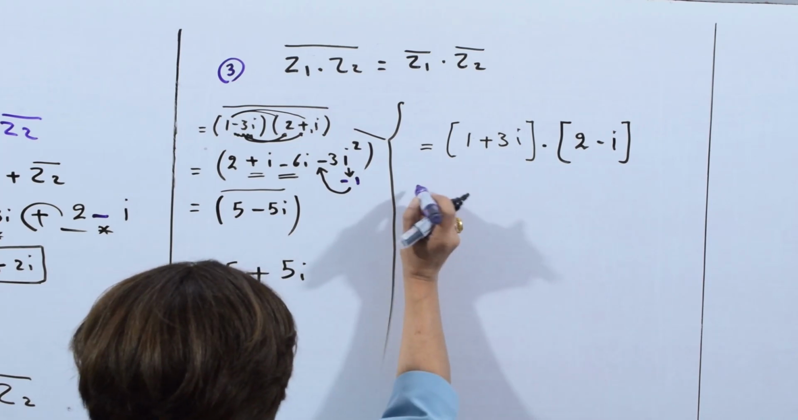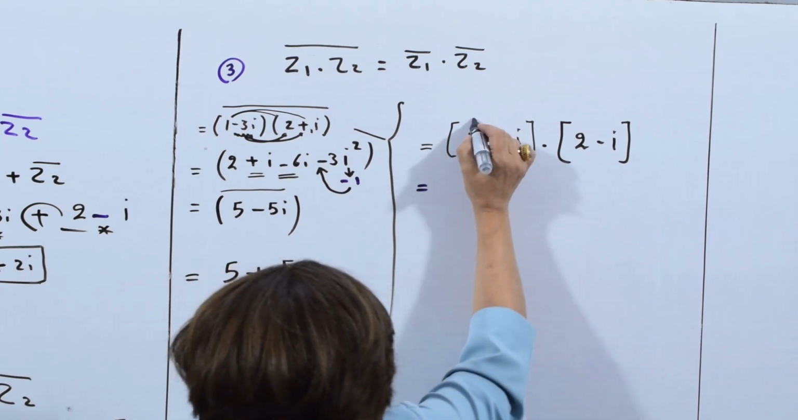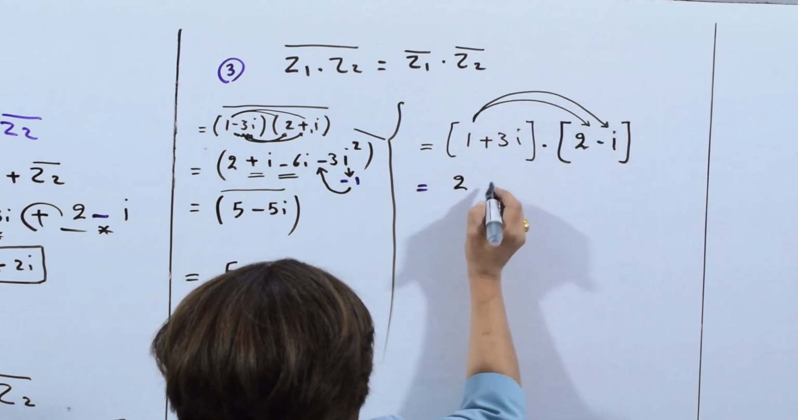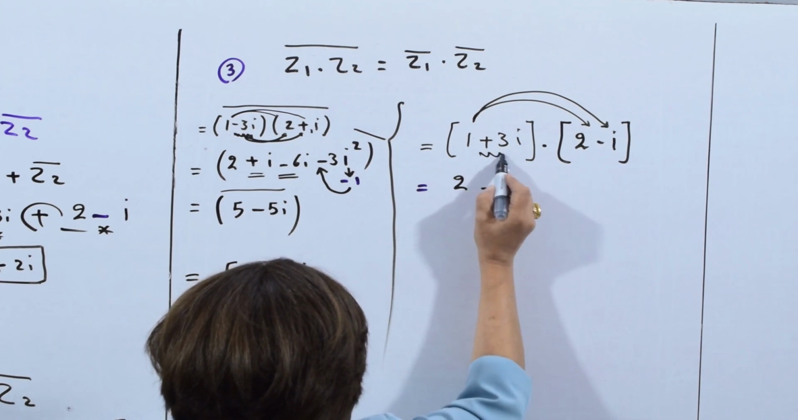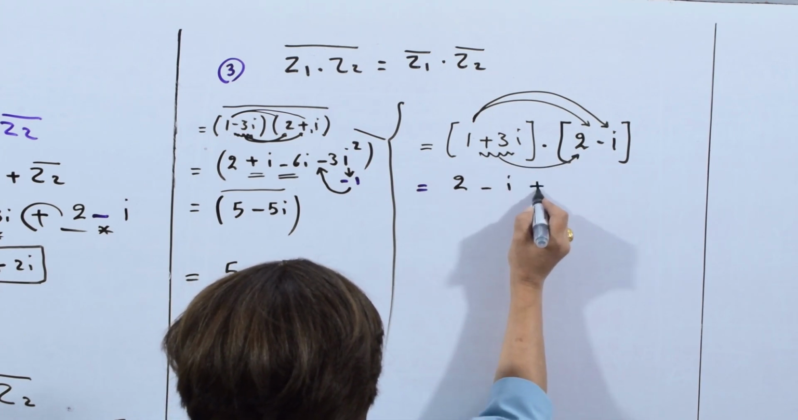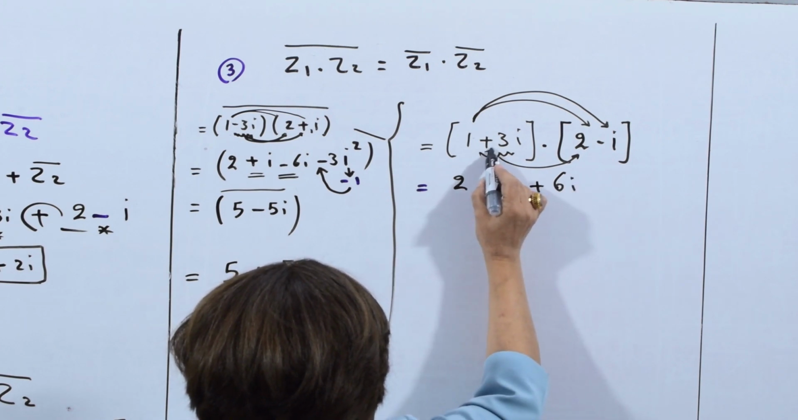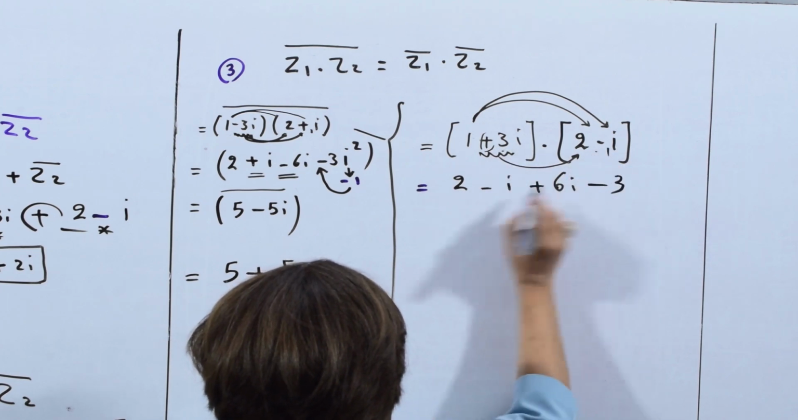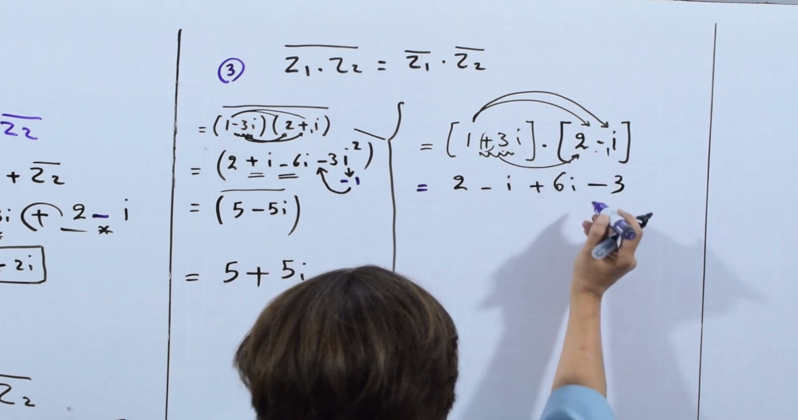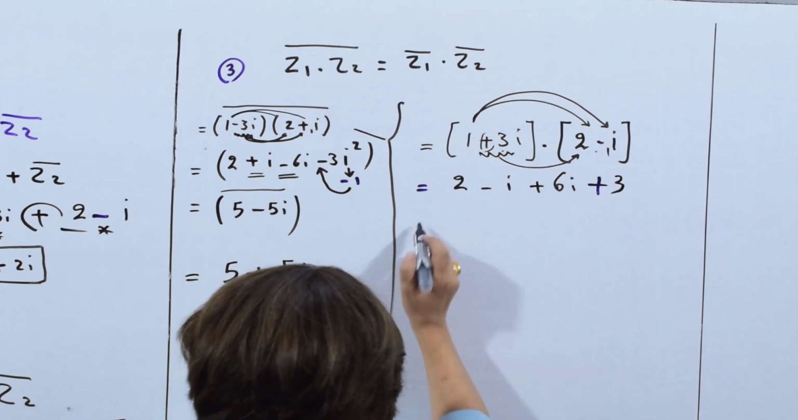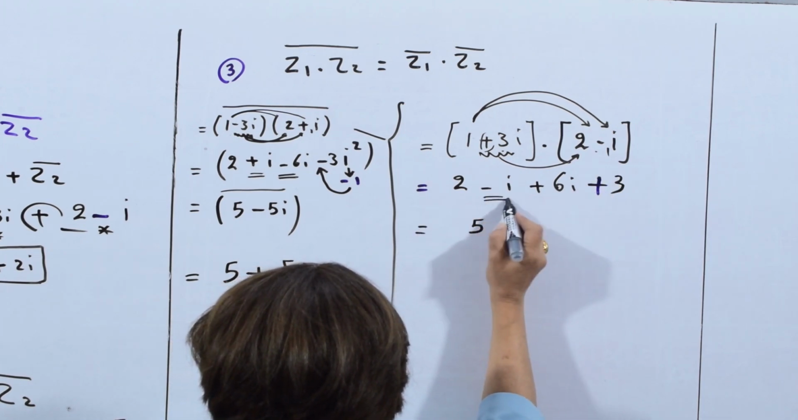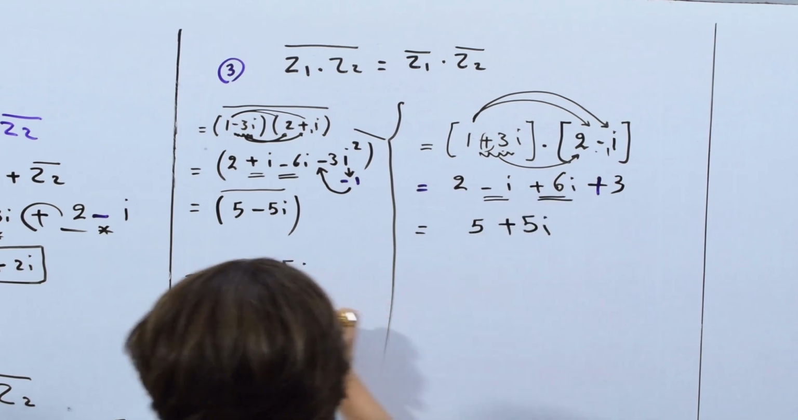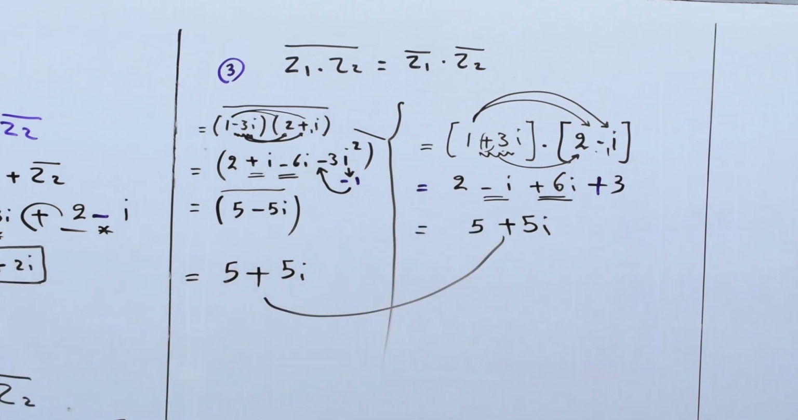Equals 1 times 2 by using distribution. 1 times negative i give me negative i. Then positive 3i times 2 give me positive 6i. Then positive times negative give me negative. 3 times 1 give me 3. i squared, that means change the sign for this term. Give me 5. Positive 6 with negative 1 give me positive 5i. It is the same result.